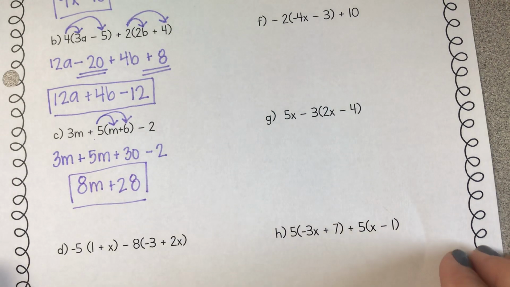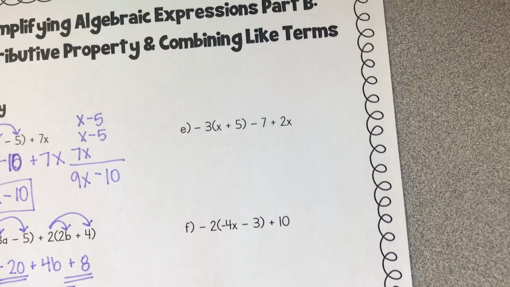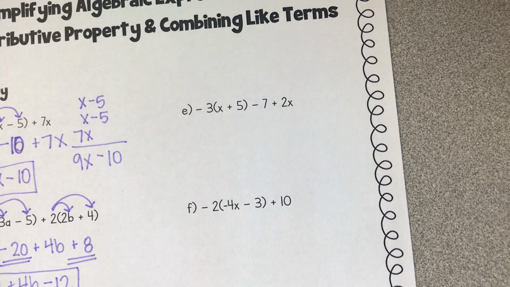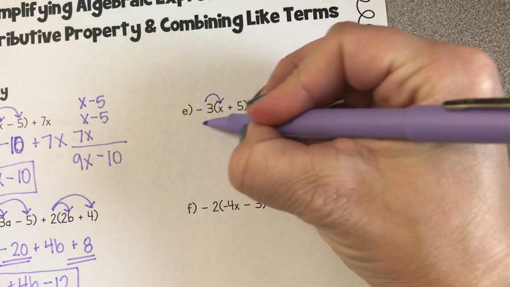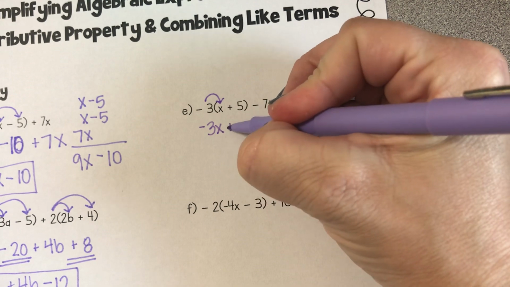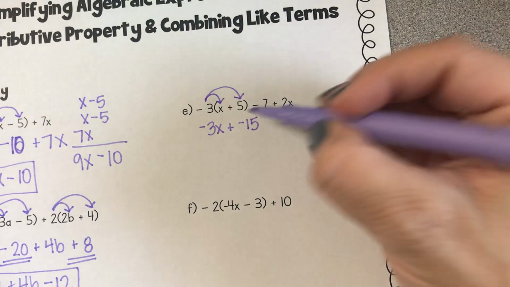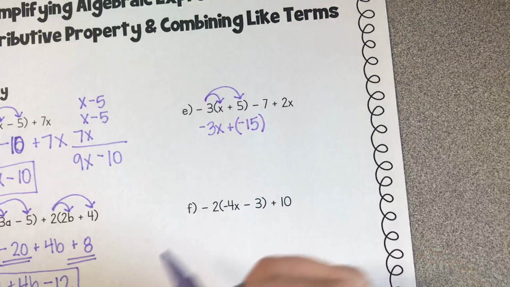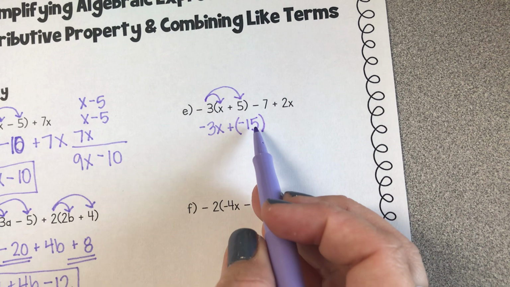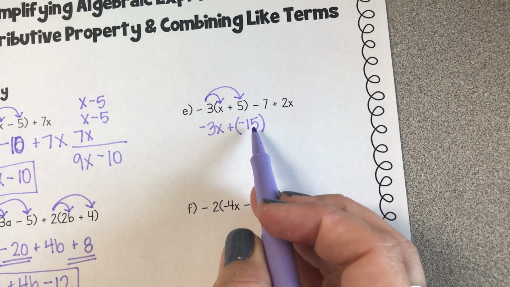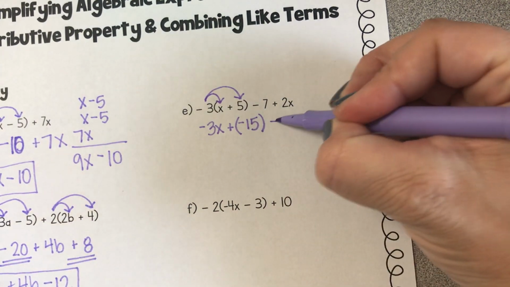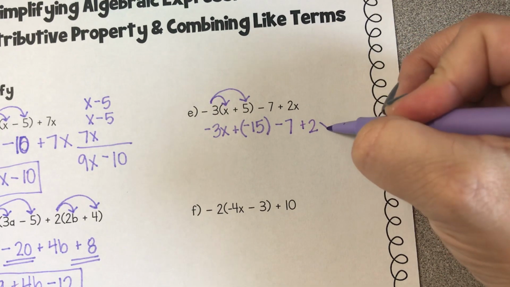Okay, we're gonna save D for just a second. We're gonna come up here to E. What looks a little bit different about E is that it has a negative, but we're doing everything the exact same. We just have to be mindful of our integer rules. So I have negative 3 times x is negative 3x, plus negative 3 times 5 is negative 15. I'm gonna put this in parentheses because otherwise it looks weird to have plus minus. This way I know it's plus negative 15. I've done my distributive property, minus 7 plus 2x.